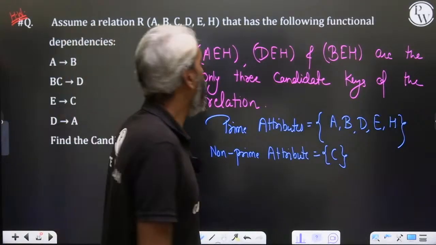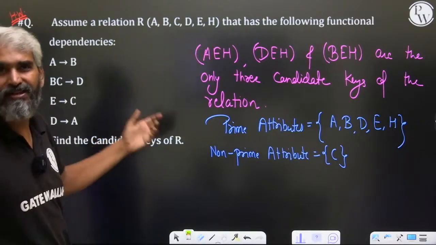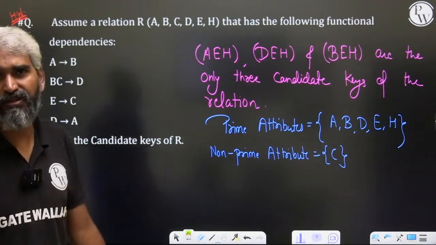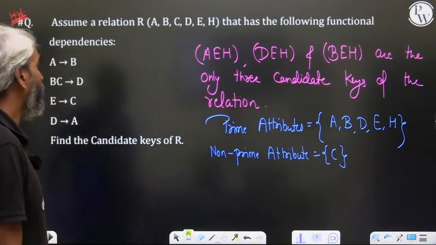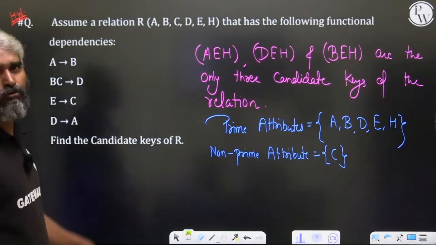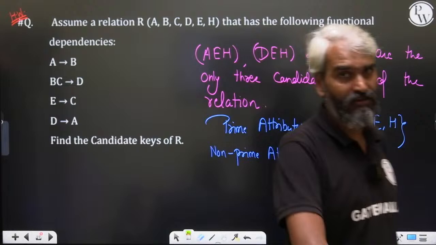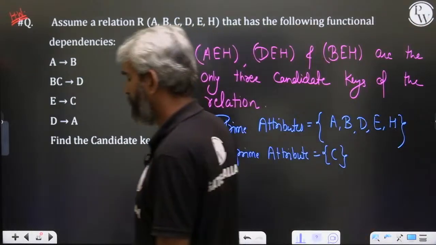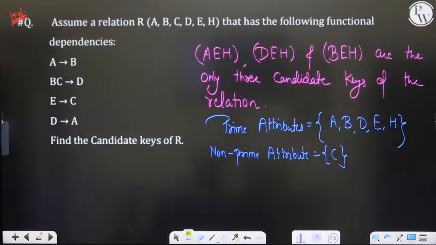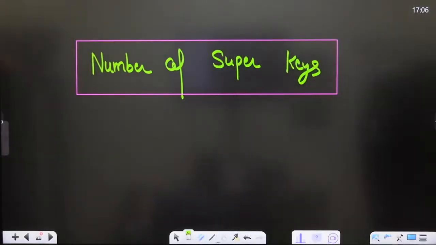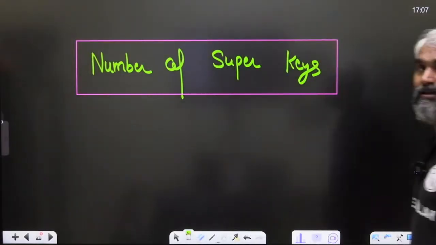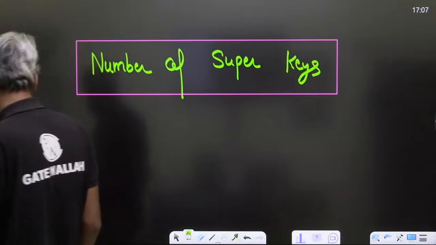Now, some relations may have one candidate key, some may have two candidate keys, some may have three, some may have four candidate keys, etc. So, given the candidate keys, how do we find the number of super keys in that relation? The next concept is associated with identifying the number of super keys in a relation.